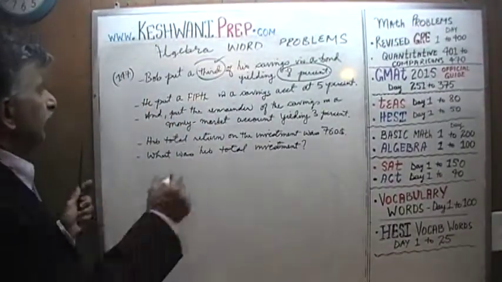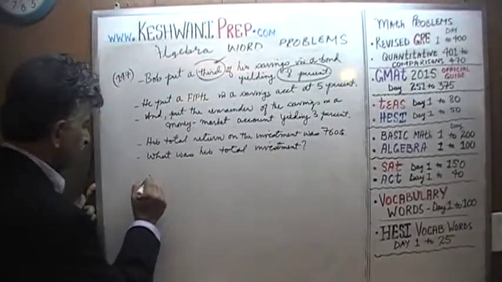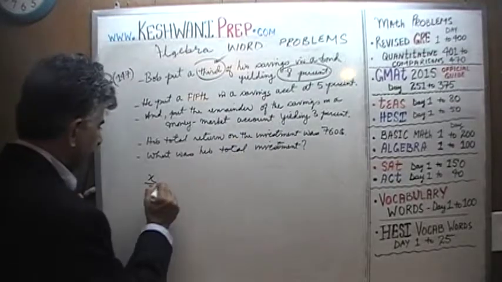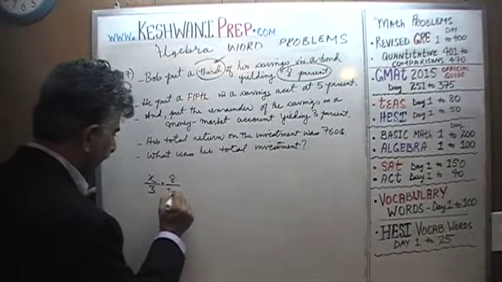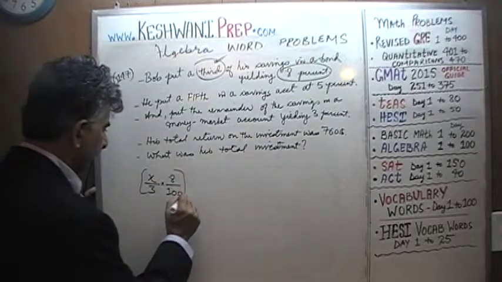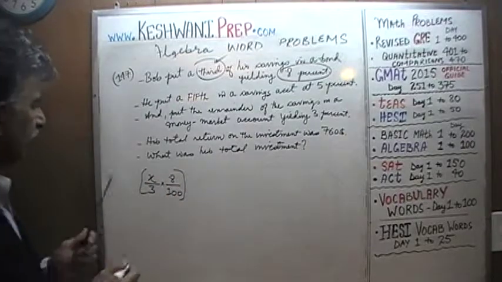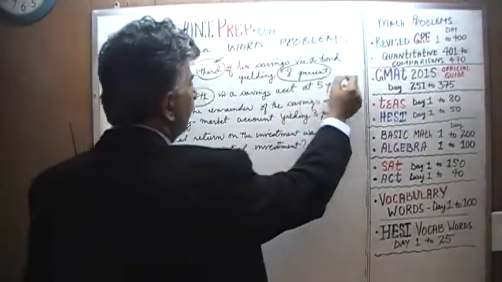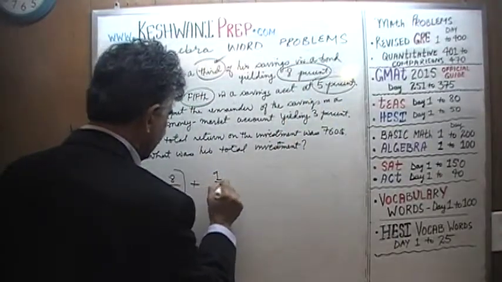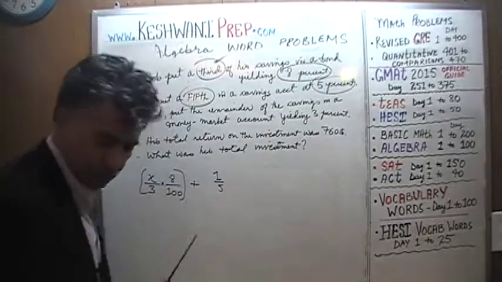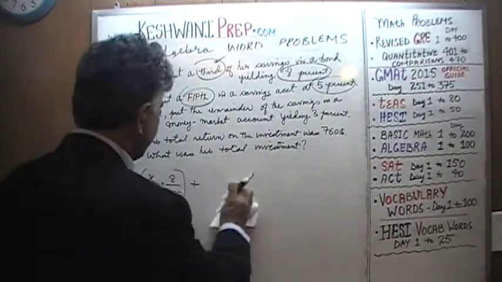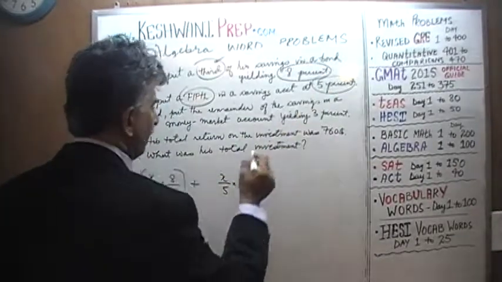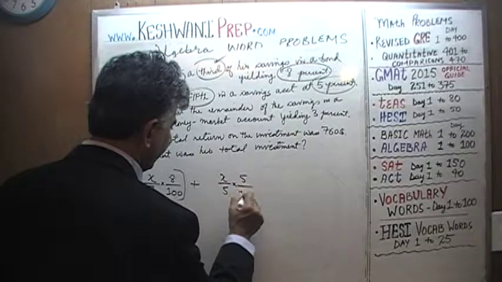So let's begin. He puts a third of his savings, so let's call the savings X. He puts a third at 8%. 8% means 8 over 100. So this is how much he earns from the first account. We are further told that he puts a fifth in an account that gives him 5%. A fifth of X, that is. Just write that as X over 5. A fifth of his savings amount at 5%, 5 over 100.